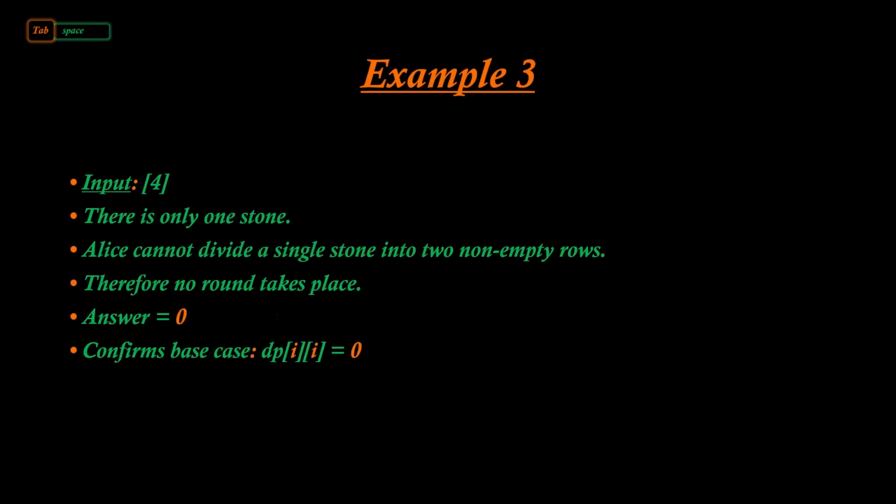The third example contains only one stone, 4. There is no possible split because Alice needs two non-empty rows. Therefore, the game ends immediately. Alice never earns any point. The answer is 0. This directly corresponds to our DP base case, DP[i][i] is assigned 0. Whenever the interval contains exactly one stone, there is no action to perform.